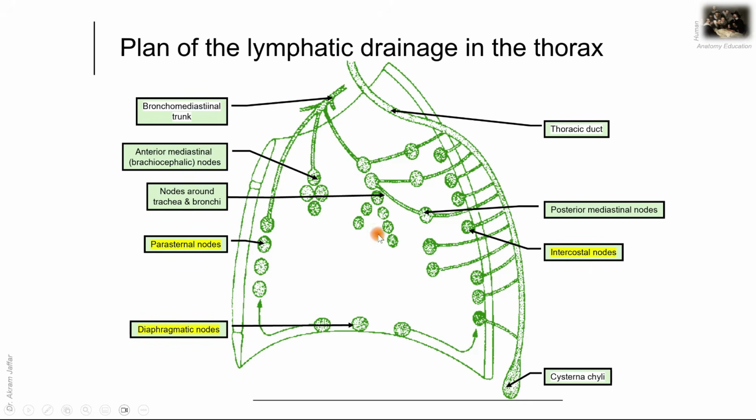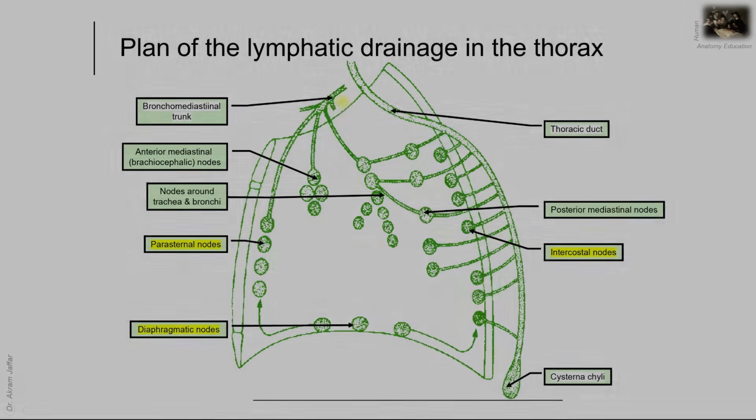So we have the pulmonary, the bronchopulmonary, the tracheobronchial, and the paratracheal lymph nodes. And as you can see, all of these drain to a bronchomediastinal lymph trunk. Some of them drain directly to the thoracic duct, but most of them drain to the bronchomediastinal lymph trunk, which is going to join the subclavian lymph trunk from the upper limb and the jugular lymph trunk from the head and neck, and will ultimately drain on the left side to the thoracic duct and on the right side to the right lymph ducts.